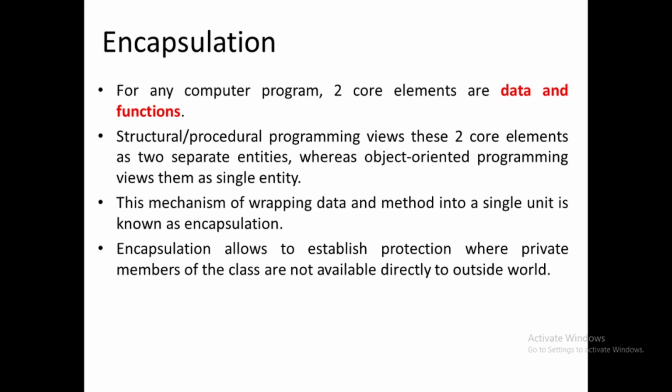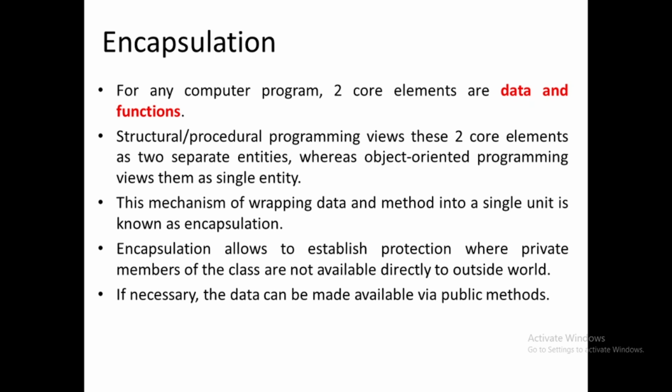Encapsulation allows to establish protection where private members of the class are not available directly to outside world. So when we specify private visibility, then a particular attribute in an object becomes private member. It means it is not available for the outside world. It means from any other class or from any other object we cannot access the private member of a particular object. If necessary, the data can be made available via public methods. So here public means open for all.